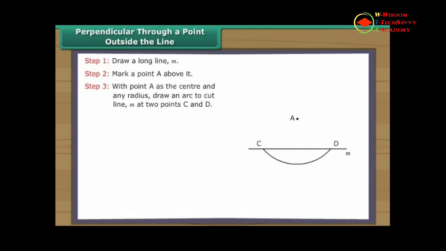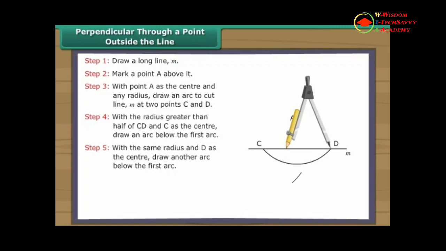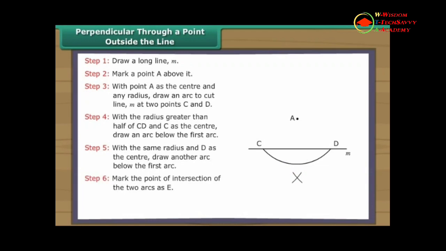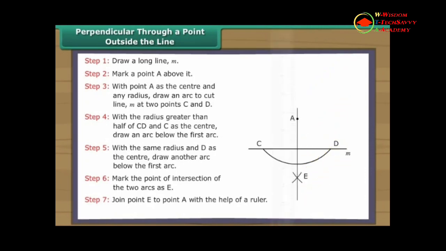With the radius greater than half of CD and C as the center, draw an arc below the first arc. With the same radius and D as the center, draw another arc below the first arc. Mark the point of intersection of the two arcs as E. Join point E to point A with the help of a ruler. AE is perpendicular to line M.